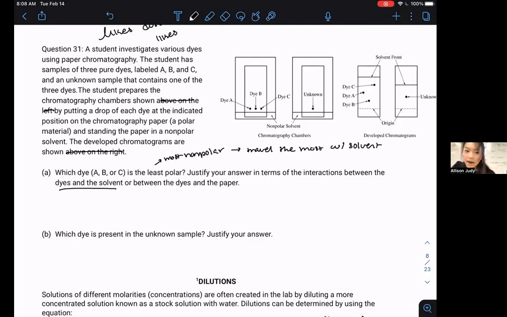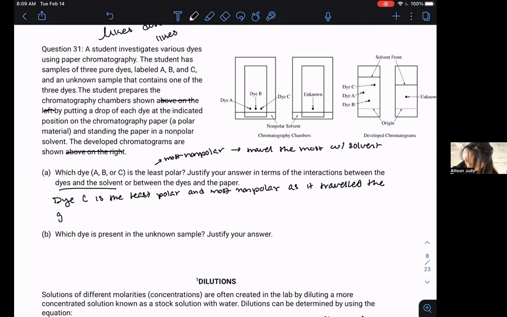So based off of our data, we would say that dye C is the least polar and most non-polar, as it traveled the greatest distance with the non-polar solvent.